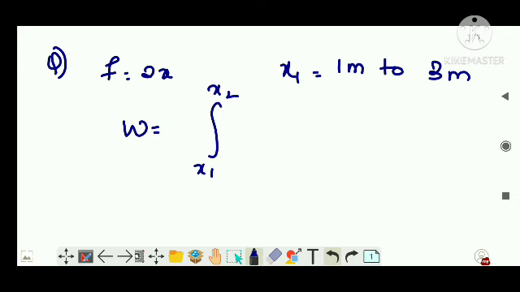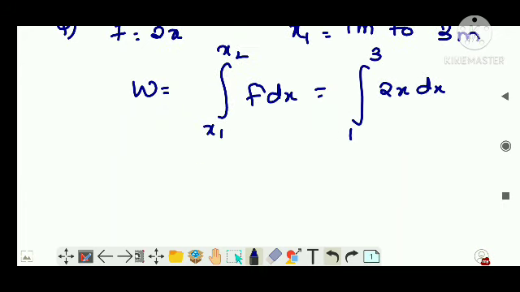It's a variable now, f dx, right? So you will write integral x1 to x2. Here x1 is 1 meter, x2 is 3 meter, f dx. In place of f I will write 2x, then dx, right? Clear? That is equal to 2 is common, integral 1 to 3 x dx, right?